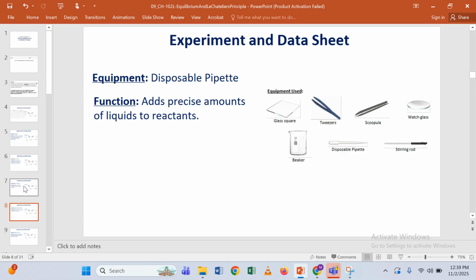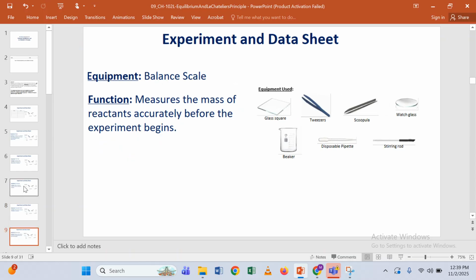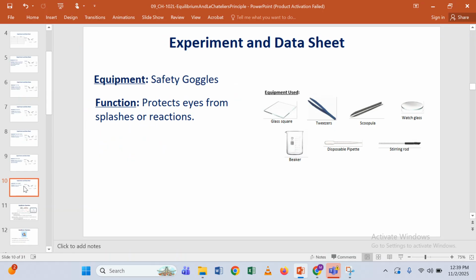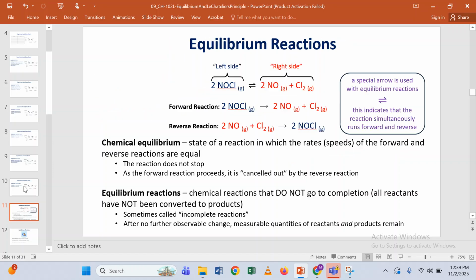Disposable pipette adds precise amounts of liquids to reactants. Balance or scale measures the mass of reactants accurately before the experiment begins. Safety goggles protect the eyes from splashes or reactions.